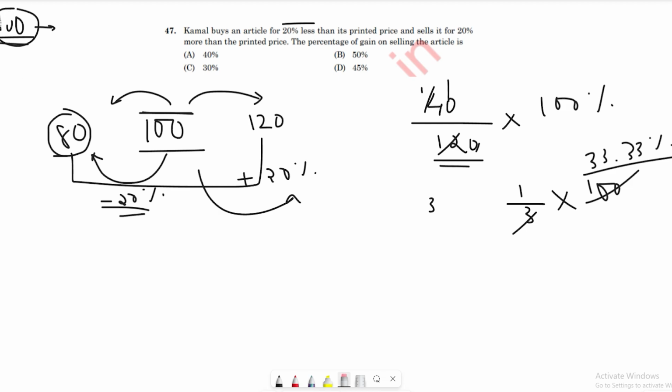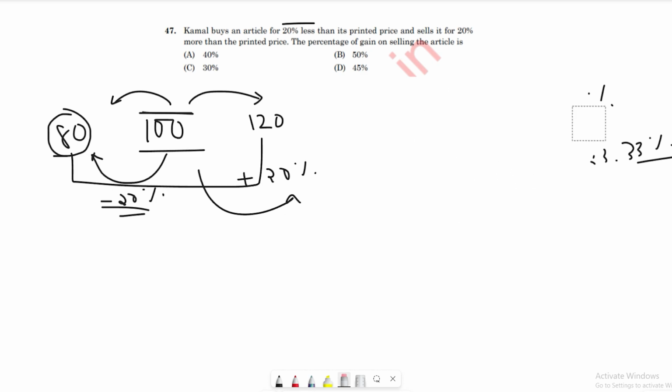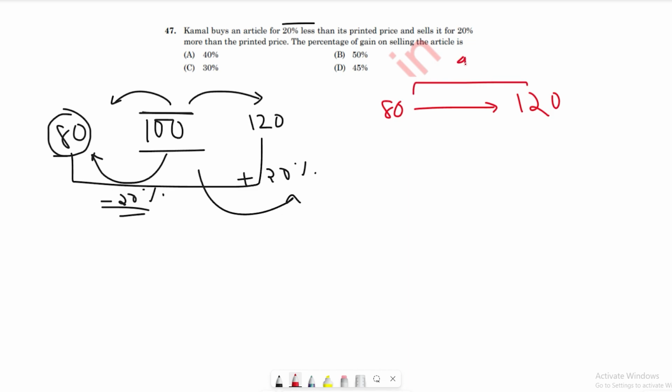That is what I was trying to say, this is not like the sum that you wish to get always. So what should be the solution to it? Please understand the solution. The cost price was 80 rupees, and it was sold for 120 rupees. So what is the total difference between the two prices? 40 rupees. Now you'll say, sir, 40% should be the answer. No, 40% is not the correct answer.